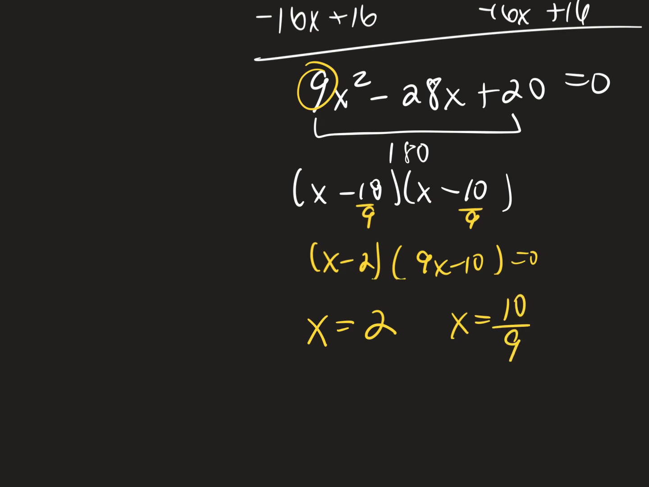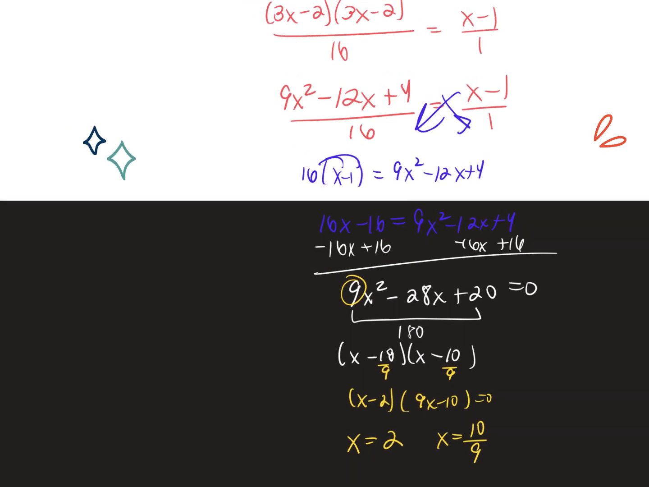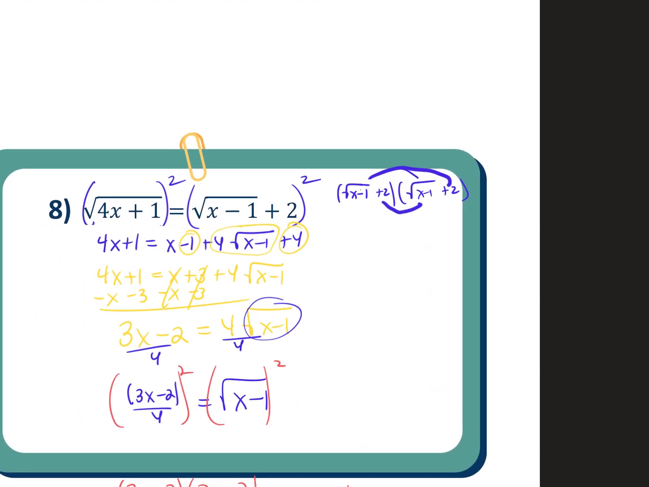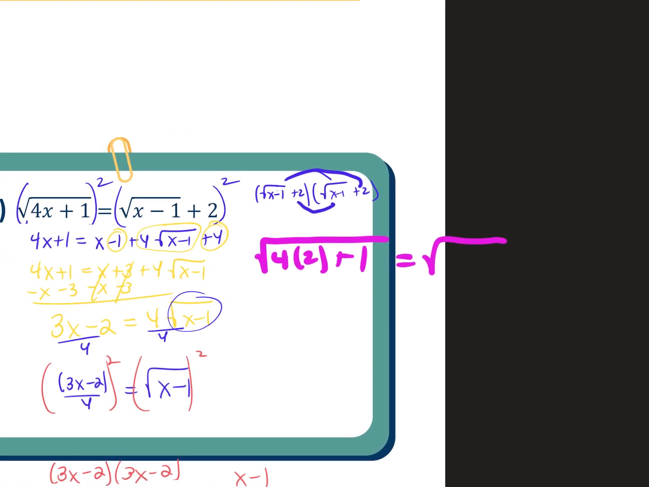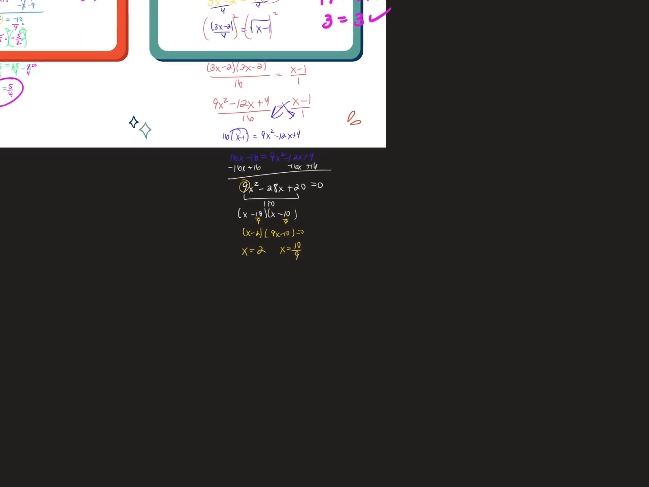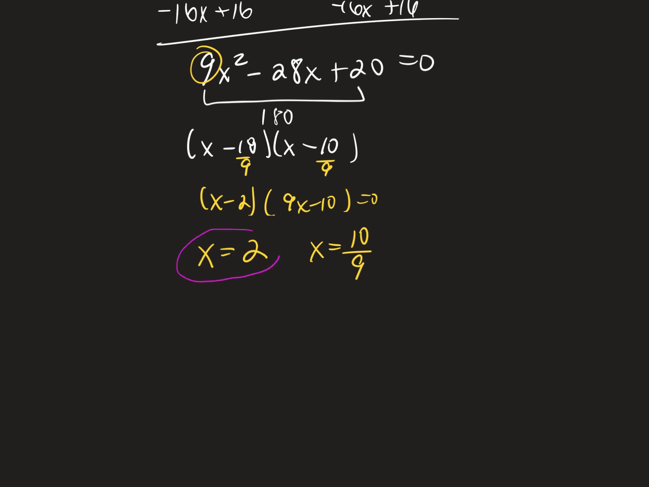Now, is 10 ninths fun? No. Can you go back and check it? Yes. Do you need to? Yes. So look at, oh my gosh, this problem is long. So I'm going to plug in 2 first. I'm going to come up here and plug in 2. So I have the square root of 4 times 2 plus 1 equals the square root of 2 minus 1 plus 2. 4 times 2 is 8 plus 1, so I have the square root of 9 equals 2 minus 1 is square root of 1 plus 2. Well, square root of 9 is 3. Square root of 1 is 1 plus 2 is 3. 2, all the way down here, is a valid answer.